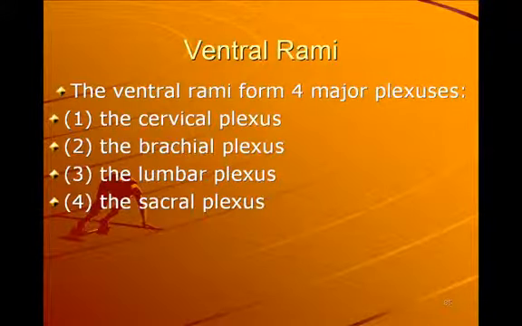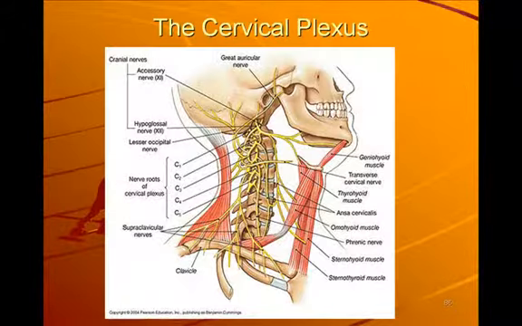Now, here are the major plexuses: the cervical plexus, the brachial plexus, the lumbar plexus, and the sacral plexus. These are from ventral rami, and those are the four major plexuses from those ventral rami. The cervical plexus, and this is its location. Notice that the cervical plexus is made up of a union of C1, C2, C3, C4, C5 spinal nerves.